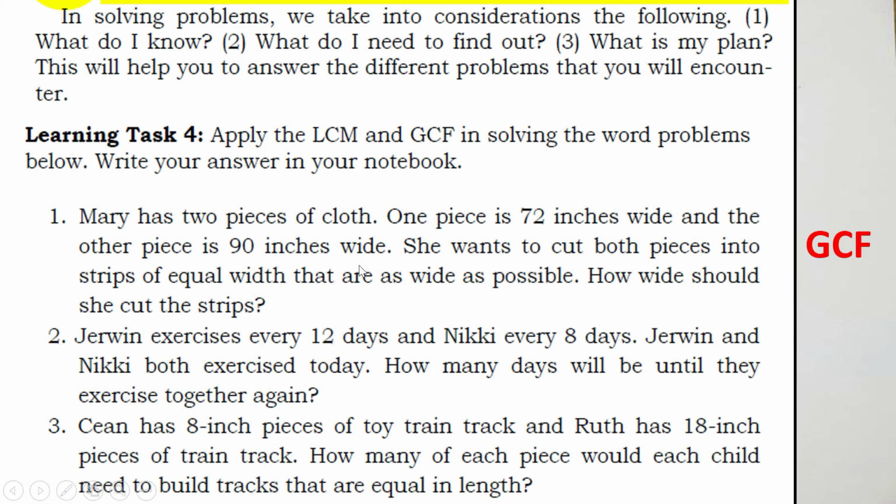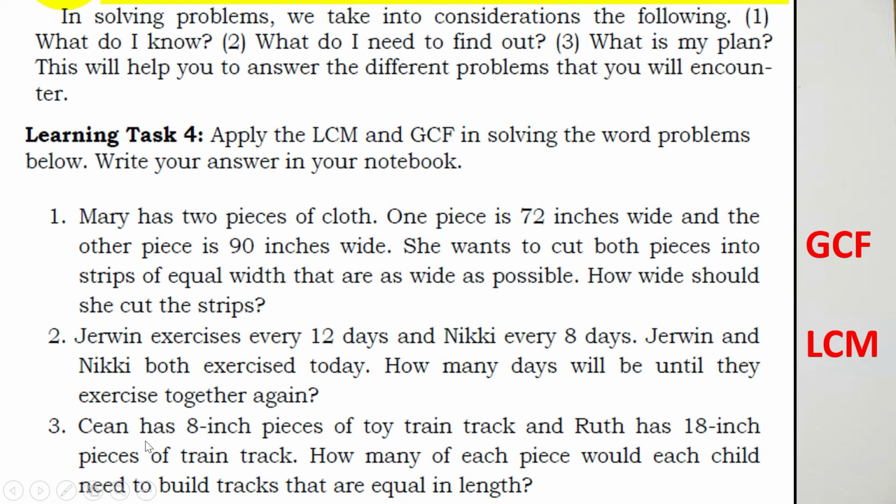The next, Jerwin exercises every 12 days and Nikki every 8 days. Jerwin and Nikki both exercise today. How many days will it be until they exercise together again? So we have every, we have together again. So those are the clues to find the, yes, the LCM. So sa number 2, LCM ang kukunin.